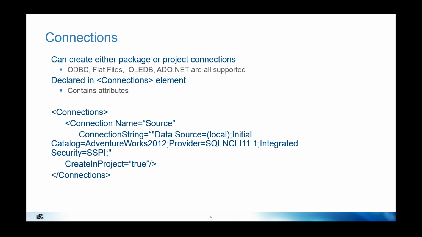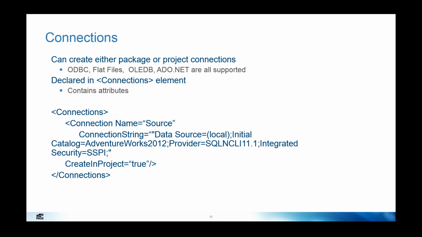All SSIS really is at its core, if we just were to right-click on a package and click View Code, is XML, correct? So we can really reuse this to our advantage. So we declare connections in our connections element. And our connections element contains different attributes.